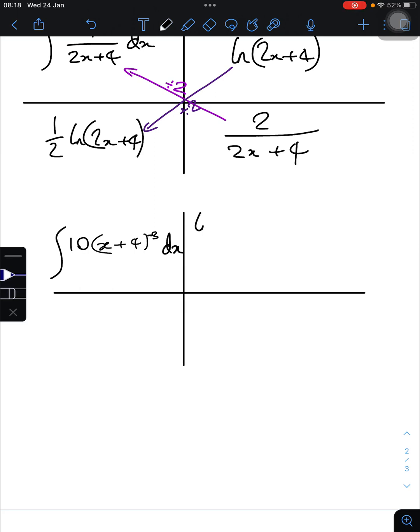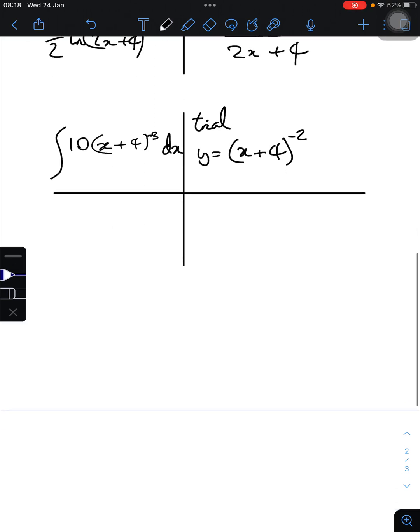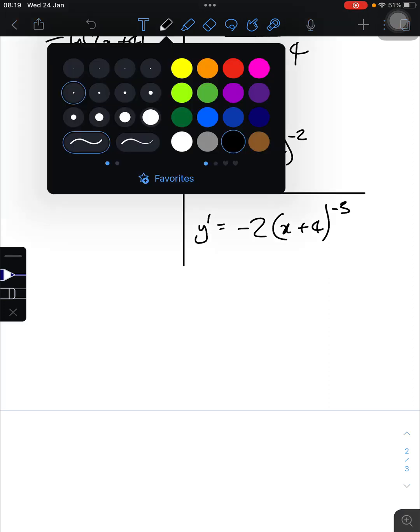And so therefore, what do I need to trial? I need to trial x plus 4. I don't even care about the 10. I only want the stuff inside the bracket. That's the bit that's confusing me. And to the minus 2. And now let's try and differentiate that. If I put my trial as y equal to that, then my differential here would be minus 2 lots of x plus 4 to the power of minus 3. Okay, now I've got my minus 3 I've got in the question. Multiply by the inside of the bracket differential, which is just 1, so we don't need to worry about it.